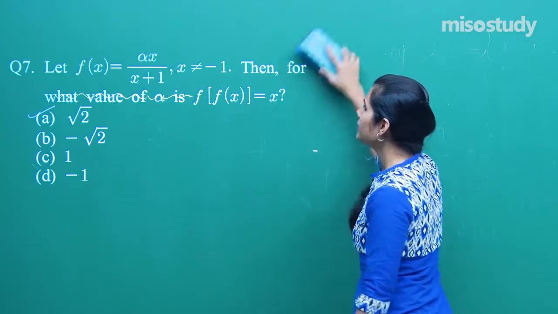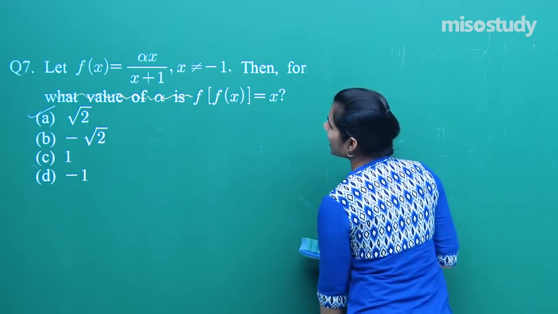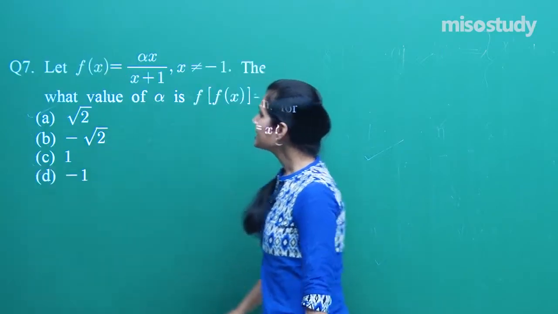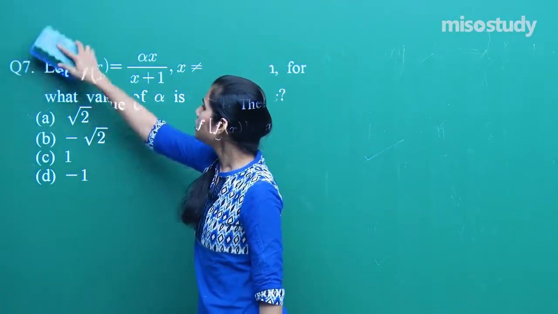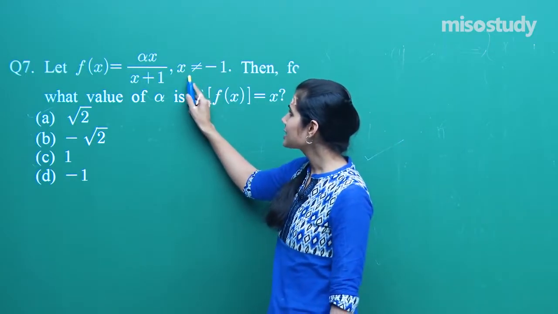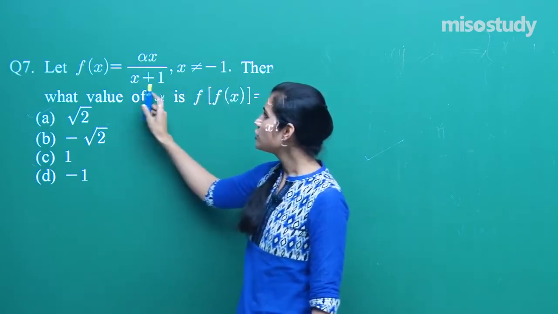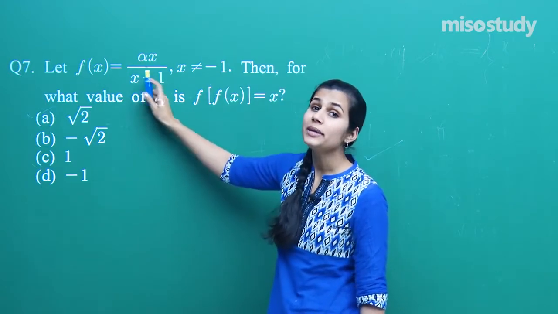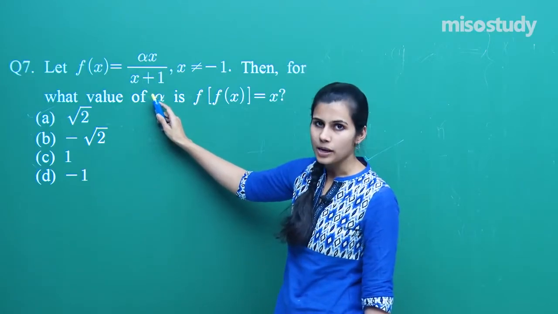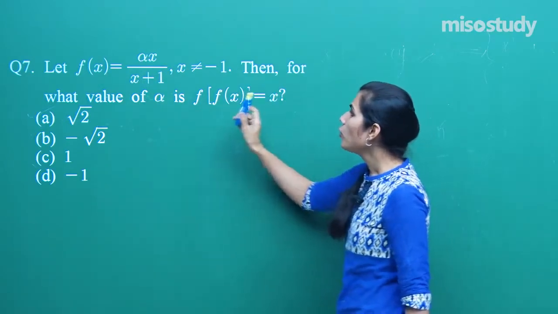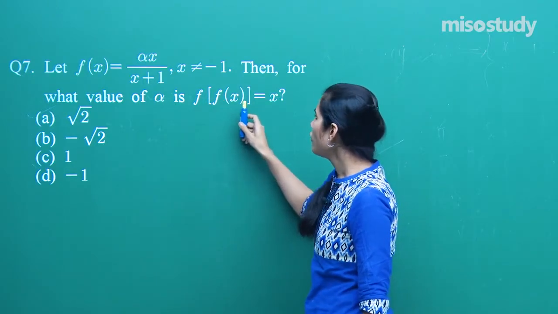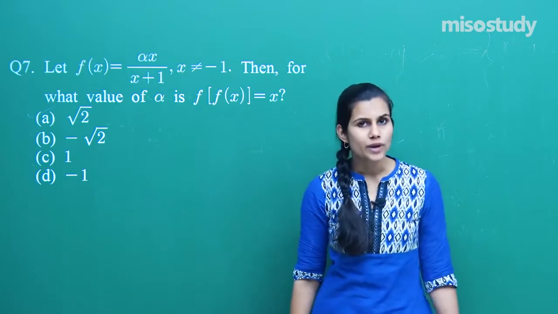Question number 7 is trying to give you an expression of the function in some unknown. It is saying that f of x is equal to alpha x upon x plus 1, where obviously x is not allowed to be minus 1, because if you put x equals minus 1, you get denominator as 0, and therefore this expression doesn't land inside real numbers. Then for what value of alpha f of x is equal to x?